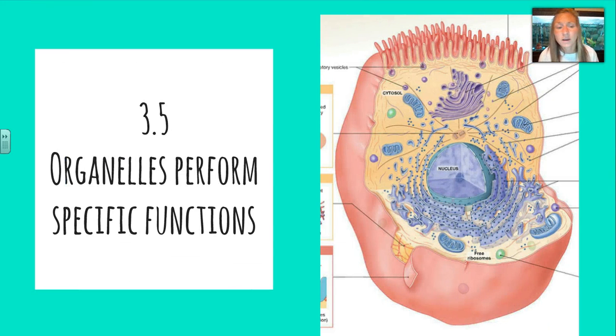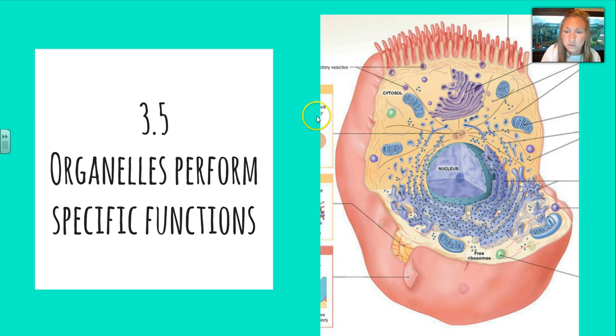Okay, 3.5 gets into all the organelles, like the main ones, and their specific functions. Now you'll find when we talk about each unit and we talk about the cells that make up the tissues and organs for that unit, that they don't all have all these organelles because they're specialized for that specific organ. So we just have a broad understanding of each of these organelles and know their functions.